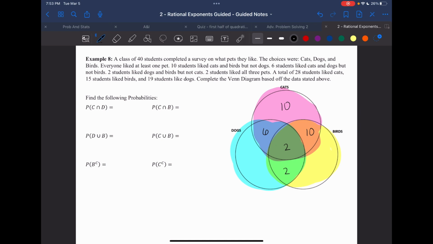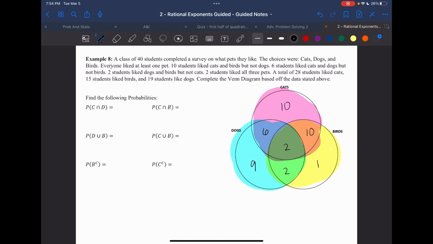So birds, there's 15 total students. So 15 minus the overlappings. So 15 minus 10 minus 2 minus 2, you get 1. And then 19 students like dogs. So 19 minus the overlaps. So 19 minus 6 minus 2 minus 2, which is 9.